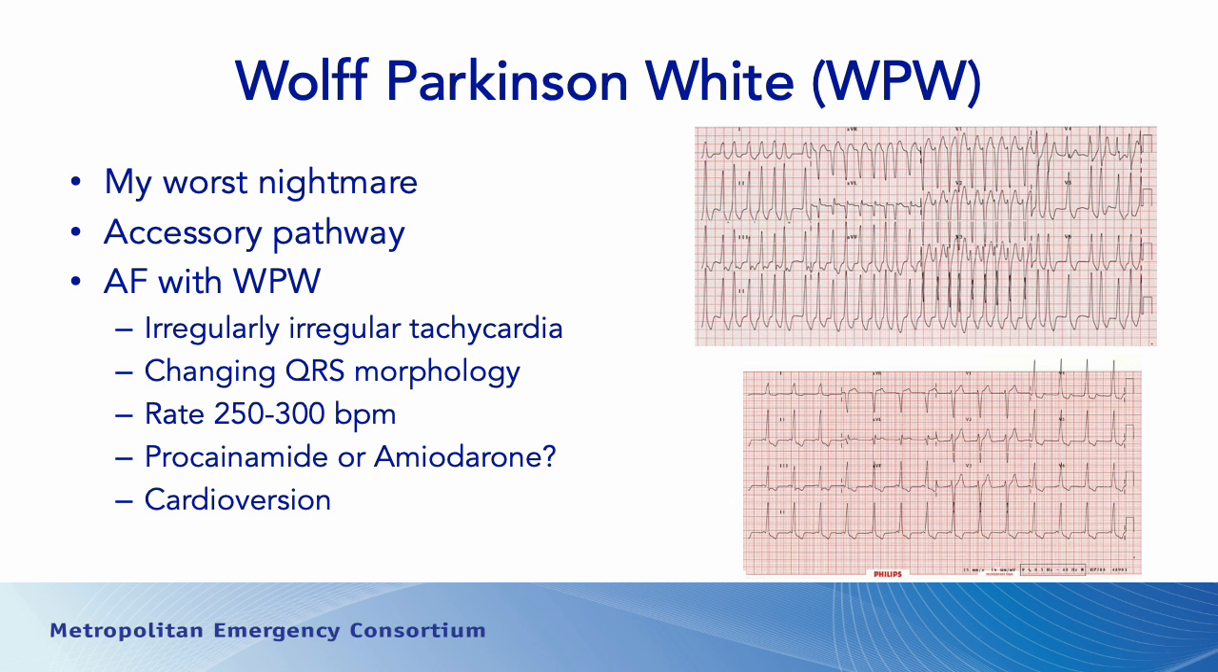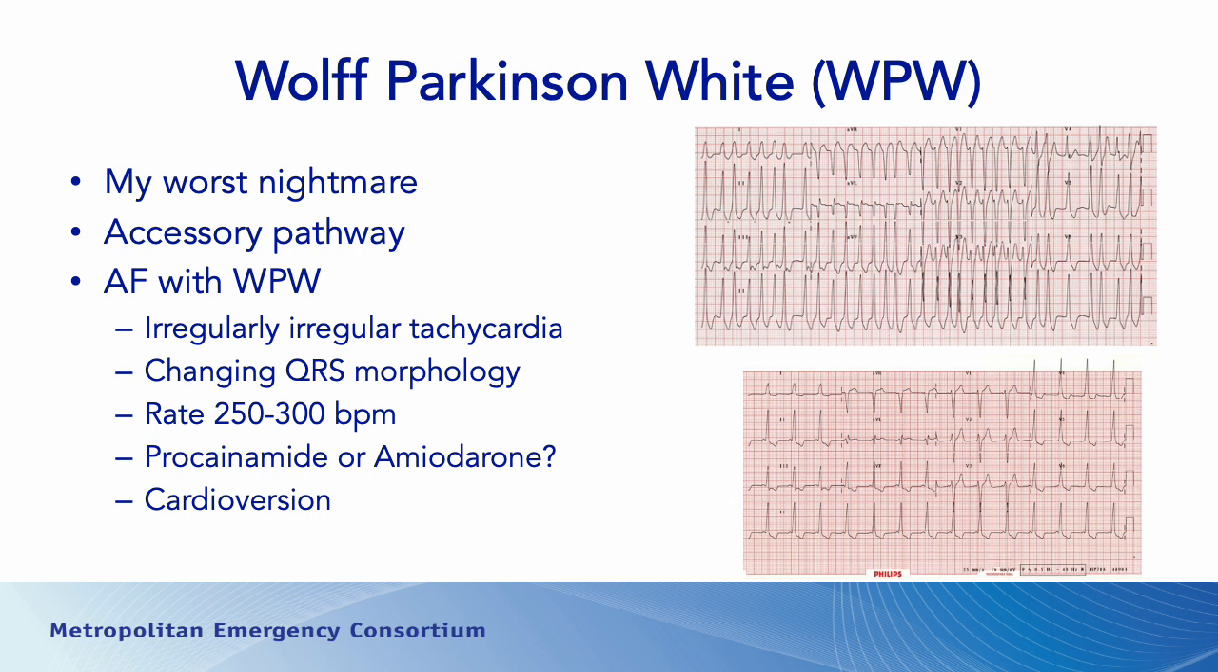Wolff-Parkinson-White is due to an accessory pathway that can result in tachycardia. And if you have a patient with Wolff-Parkinson-White who develops acute atrial fibrillation, they can get an irregular tachycardia. On the top right, I've got a patient who presents with this rhythm, and on the bottom right is his 12 lead after conversion.